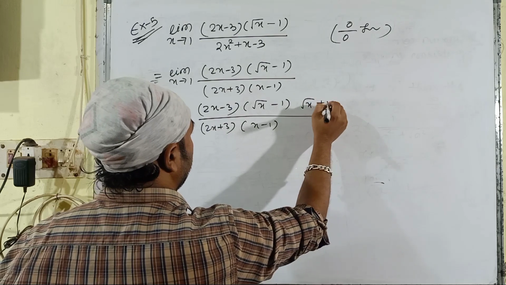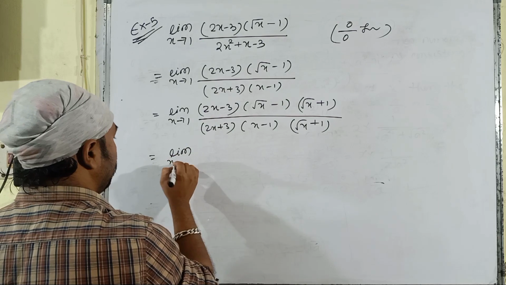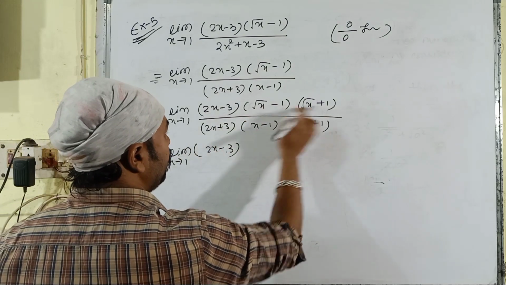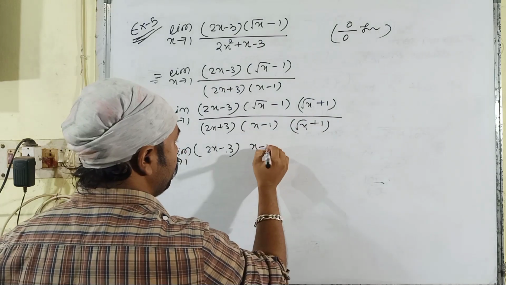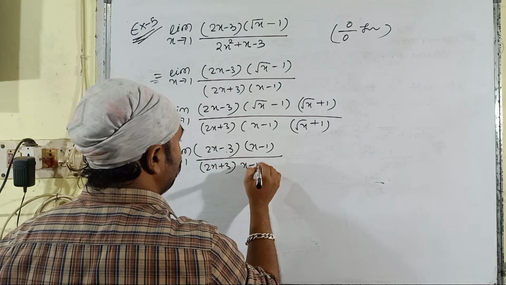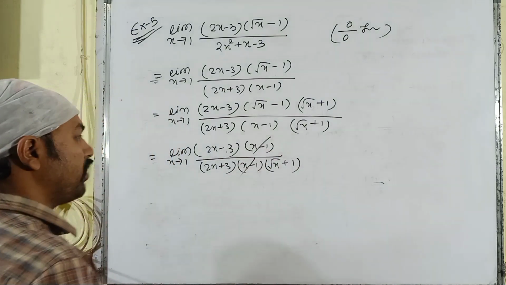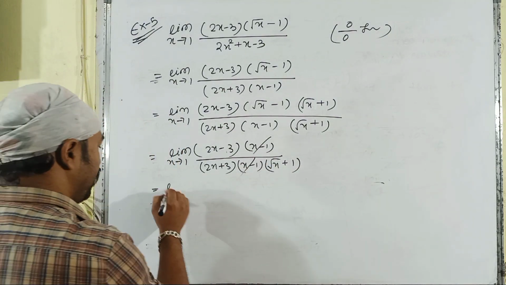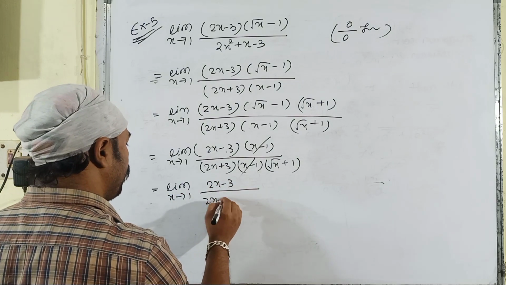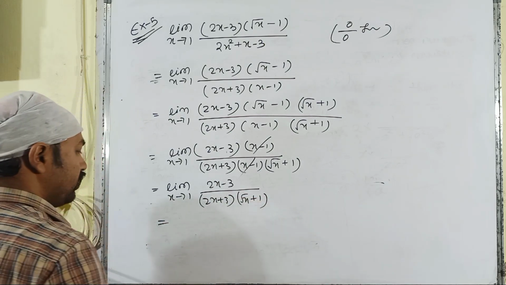First of all, let us multiply the conjugate. Limit x tends to 1, it is 2x minus 3, and a plus b into a minus b is a square minus b square, which gives x minus 1, divided by 2x plus 3 times x minus 1 multiplied with the square root of x plus 1. Cancelling the common parts, we get limit x tends to 1, 2x minus 3 divided by 2x plus 3 into square root of x plus 1.